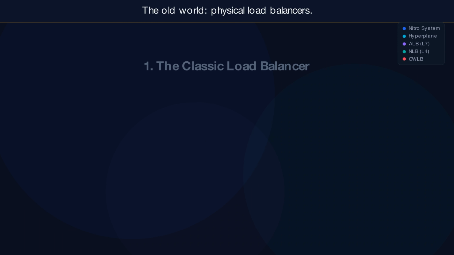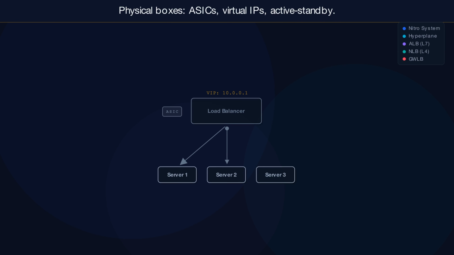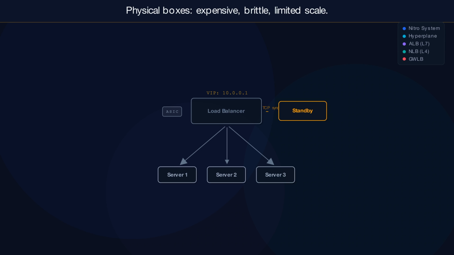Let's begin. To understand modern AWS load balancers, we need to go back to the physical world. Think of an old-school data center. You had a big metal box, the load balancer, sitting in a rack. It had special chips called ASICs that processed packets at wire speed. All traffic hit one virtual IP, and the box spread it across servers behind it.